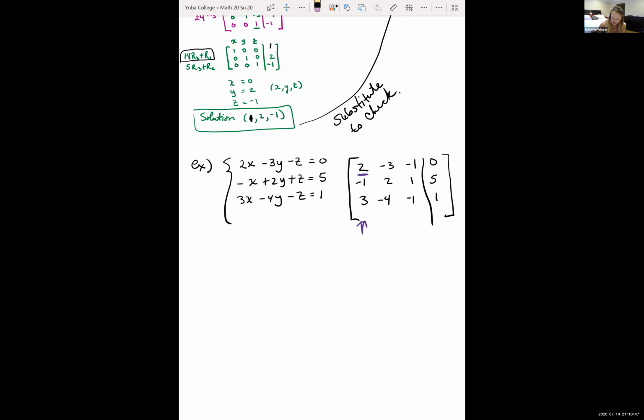So let's just do row 2 plus row 1. So if I did that, technically I usually write down my rows I'm not changing. So negative 1, 2, 1, 5, 3, negative 4, negative 1, 1. And so now doing it, negative 1 plus 2 is 1.